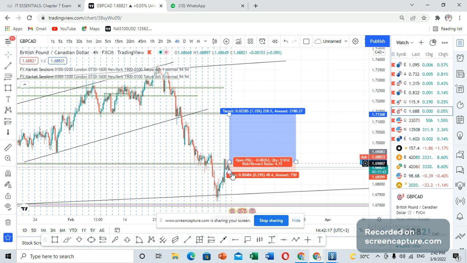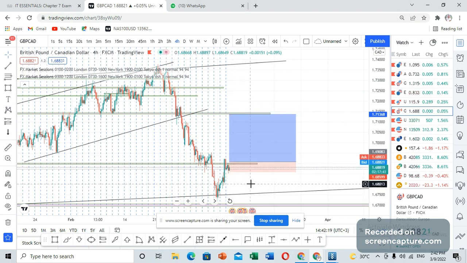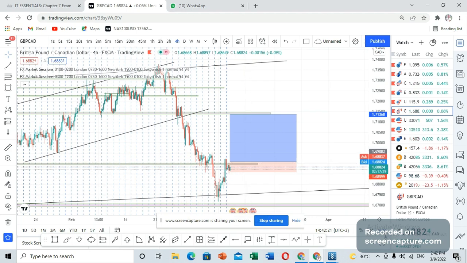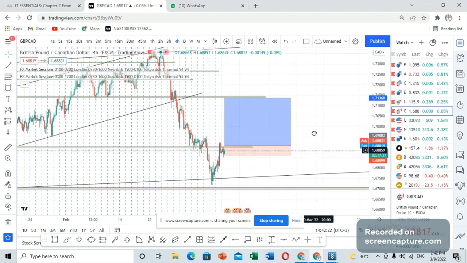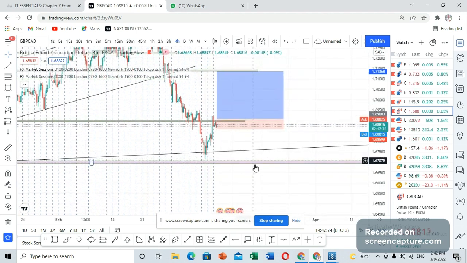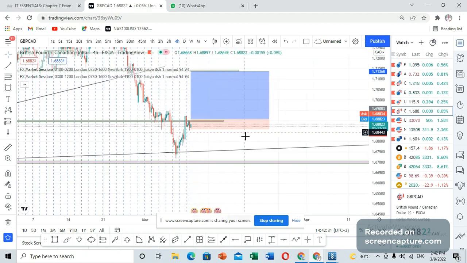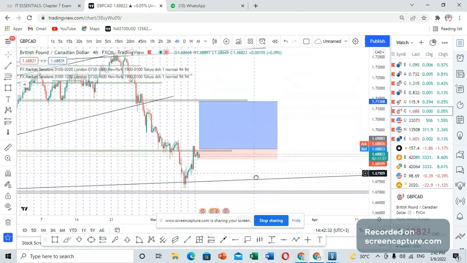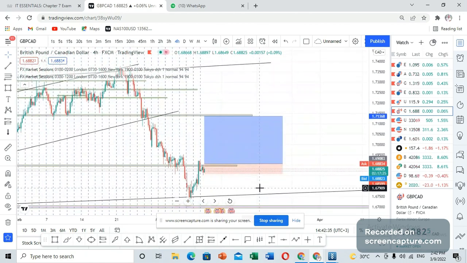But then if that does not happen and the market decides to move towards the downside, then I'll be waiting for the market to move below. So you can see I've got this particular level that is here. So if the market moves below this particular point here, then that is a clear sign that we still have that downward trend that is still going on.